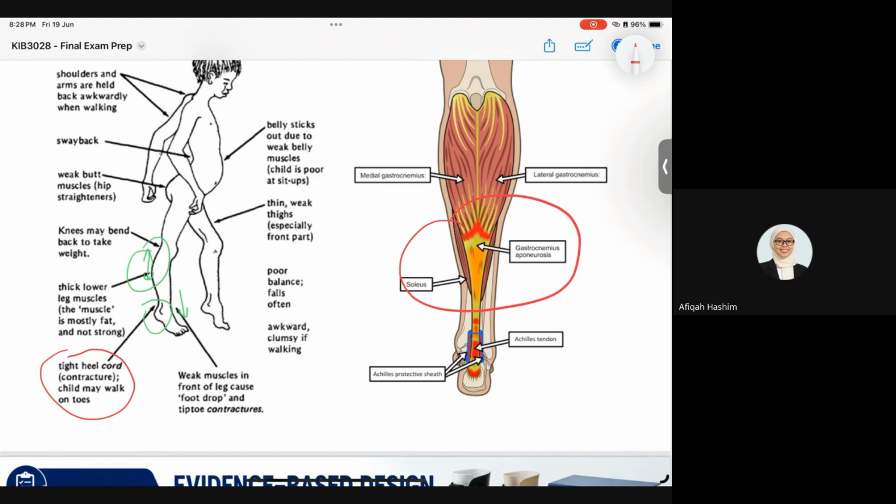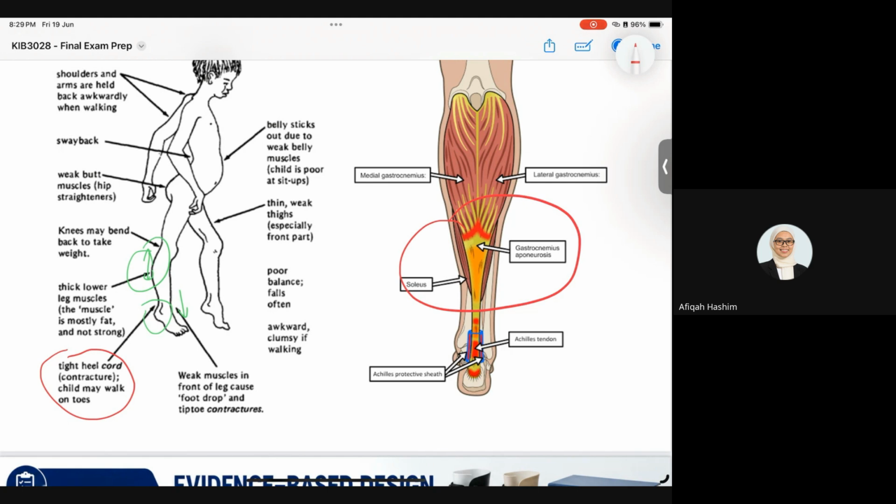So orthosis improves balance by stabilizing the joint. Okay, because you see, we have ankle foot orthosis. It stabilizes the ankle. Knee ankle foot orthosis. It stabilizes your knee and your ankle. Okay, and orthosis improves balance by stabilizing the joint, improves foot clearance during swing phase, and provides a more stable base of support during walking.